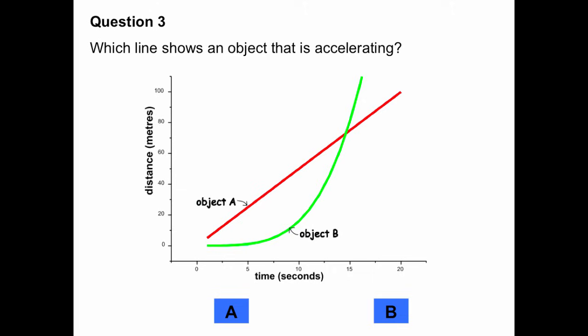Question 3. Which line shows an object that is accelerating? Accelerating means it is speeding up and moving faster. Do you think it is object A or object B? Again, I'm not going to answer it, so write this in your notes and we're going to go over it tomorrow. But you must have an answer. Do not leave it blank.